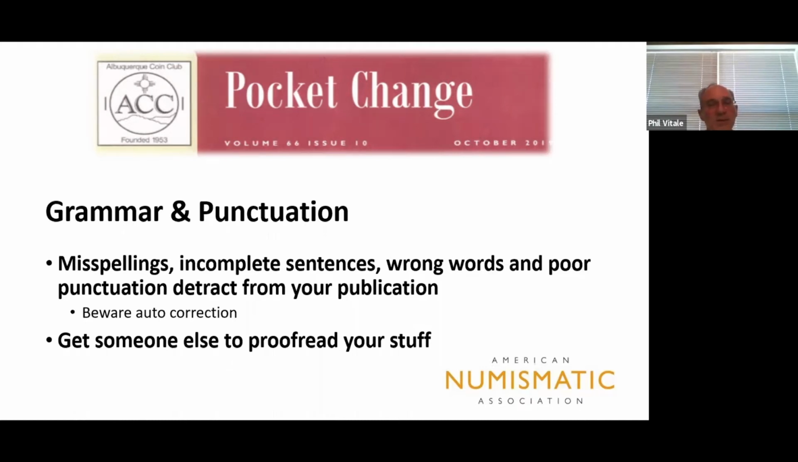The computer thinks it's smarter than you are, and it always wants to help you. Be careful. It will do things to you that you will regret later. Always get someone else to proofread your stuff. My wife is the most nitpicky spelling and punctuation person that I've ever met, and she does me a terrific job. So get somebody else to look at your stuff before you put it out so you don't embarrass yourself.